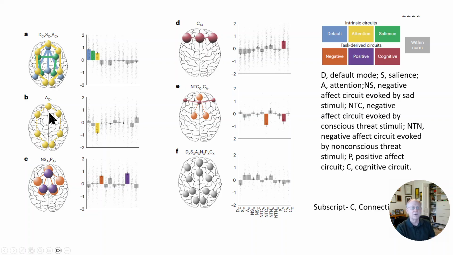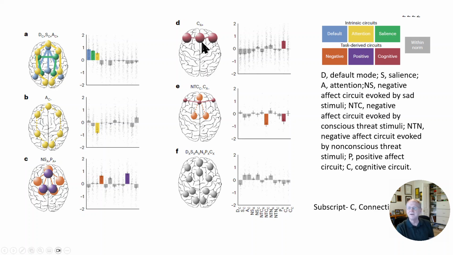Now the next group only has dysfunction in the attention network. The next group has dysfunction in the NS negative affect circuit. That is a subset of the salience network, that amygdala insula that we talked about responding to negative stimuli, and also the positive circuit. So this is a group that's maybe more emotionally tied. This is a more cognitive group. We're saying this makes sense. I mean, maybe we're getting somewhere.